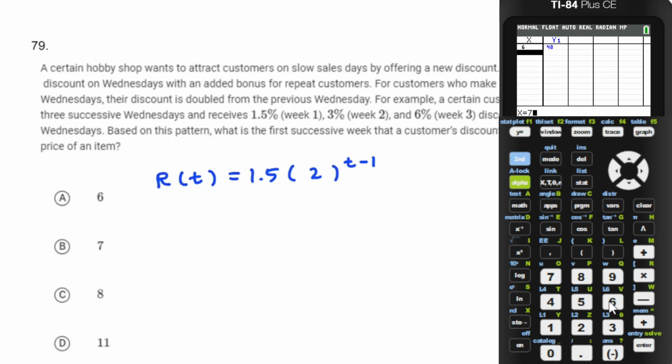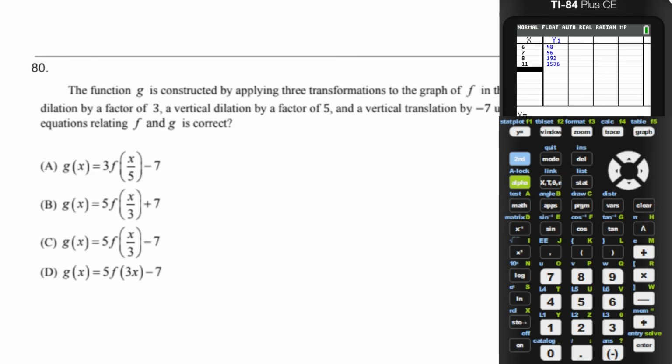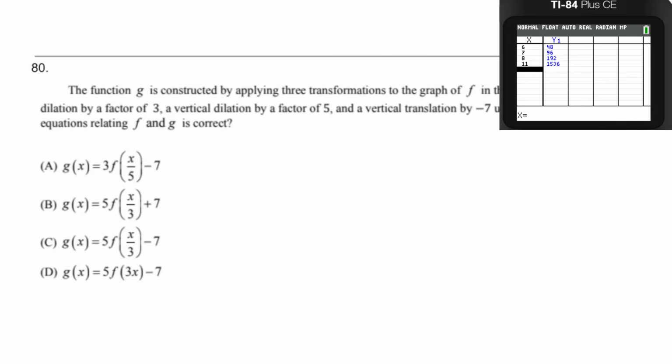X equals 6, X equals 7, okay, that's a 96% discount. X equals 8, 192%. That's the first time that the discount exceeded the purchase price, because that would be 100%. Okay, when t equals 11, I'm not sure why we would want that, but okay, there we go. All right, t equals 8. All right, now number 80.